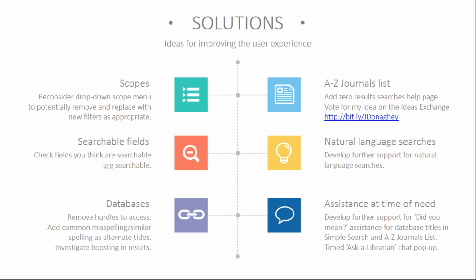For the A to Z journals list, I would really like to see a list of suggestions for users who retrieve zero results, like they do in the simple search or advanced search. And considering that most of the zero result searches are article level or databases, we could easily display a suggestion to try the A to Z database list or simple search. But I've found out that this functionality isn't available, so I actually submitted an idea to the Idea Exchange and the link is there, so if you share interest in this, please feel free to vote.